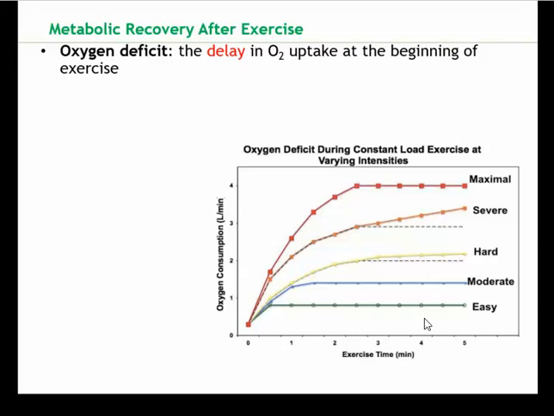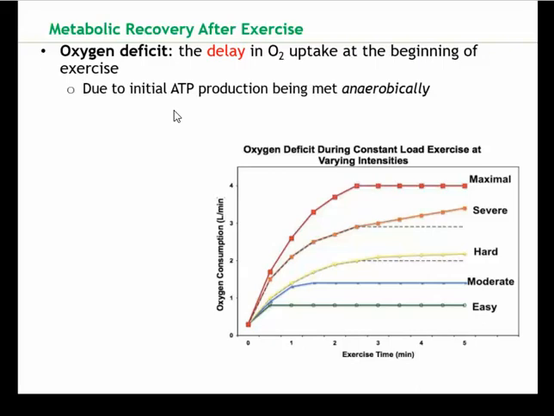So first thing we want to look at here is something called oxygen deficit. This actually occurs at the beginning of exercise. We read the definition of oxygen deficit, and we see that it's the delay in oxygen uptake at the beginning of exercise. We already know that oxygen uptake is VO2, volume of oxygen consumed, which is the measure of a person's ability to take in oxygen via the respiratory system and deliver it to working muscle, and the ability of that muscle to actually use the oxygen.